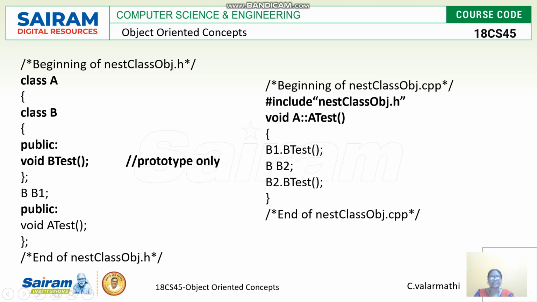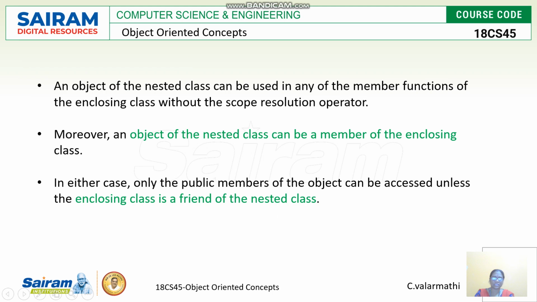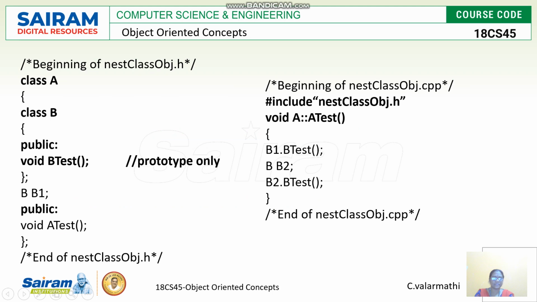Then coming to the next example here, class A, and class B is started in public mode, with void btest, where only the prototype is written. See here B B1. So this is what was mentioned in the previous slide. That means the object of the nested class can be a member of the enclosing class. So this is what is done programmatically here. B1 is the object of class B, that is the nested class. So it can be used as one of the members of its enclosing class, right? So likewise it is used.